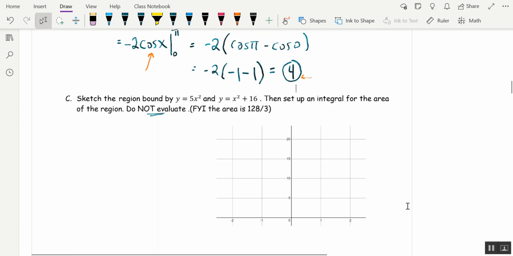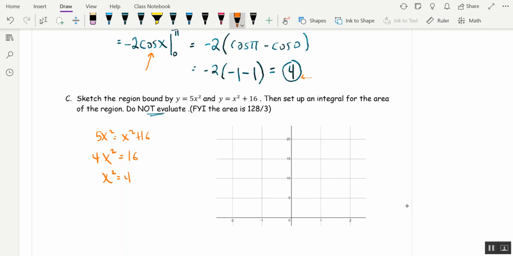We've got 2 parabolas, y equals 5x squared and y equals x squared plus 16. We want to find an integral for the area of the region bounded by those 2 parabolas. So let's see where those 2 parabolas meet. Let's set 5x squared equal to x squared plus 16. So that would be 4x squared equals 16. So x squared is 4. So x is plus or minus 2. So the curves meet here and they meet here.